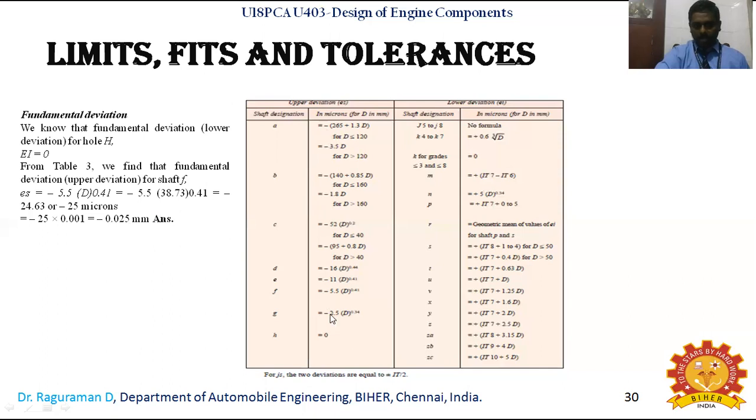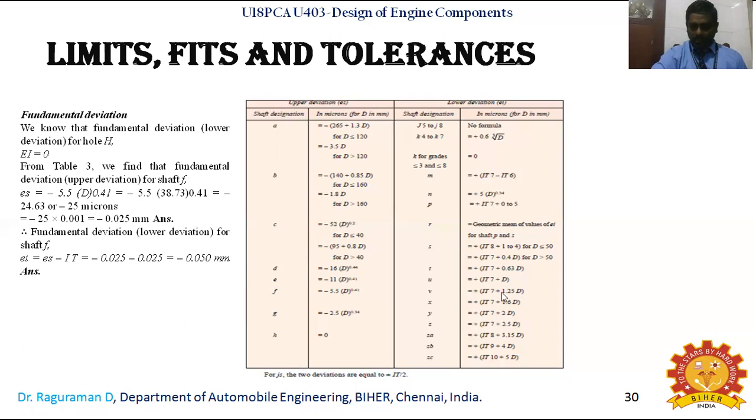You can identify the upper deviation, and similarly a lower deviation is there. So you can calculate the deviation. The fundamental deviation for a shaft is calculated as es minus IT. So you can identify the fundamental deviation for the upper deviation of the shaft and the lower deviation of the shaft. The negative sign indicates the fundamental deviation is lying below the zero line.